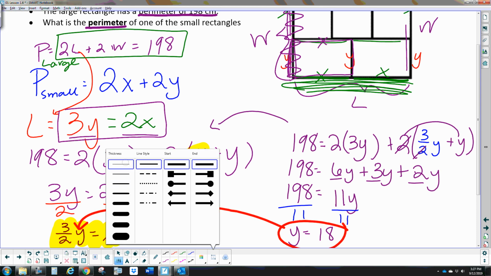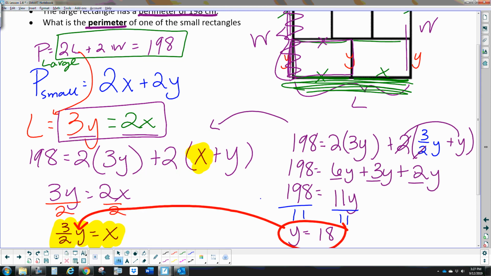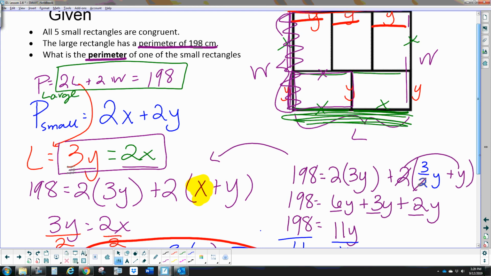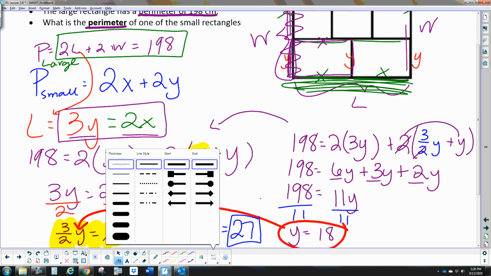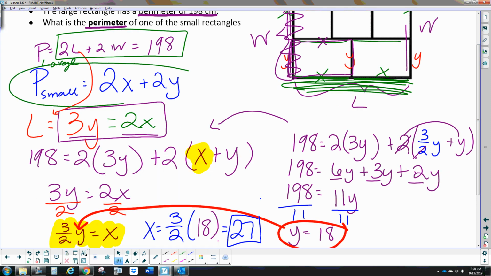Okay, so I'm going to go ahead and rewrite that. I know that 3/2 y is equal to x. So x is equal to 3/2 of my y, which is 18. And when I solve that, I get 27. Okay, so let's go back up here to where we're finding perimeter, because that's the question. What is the perimeter of one of the small rectangles?